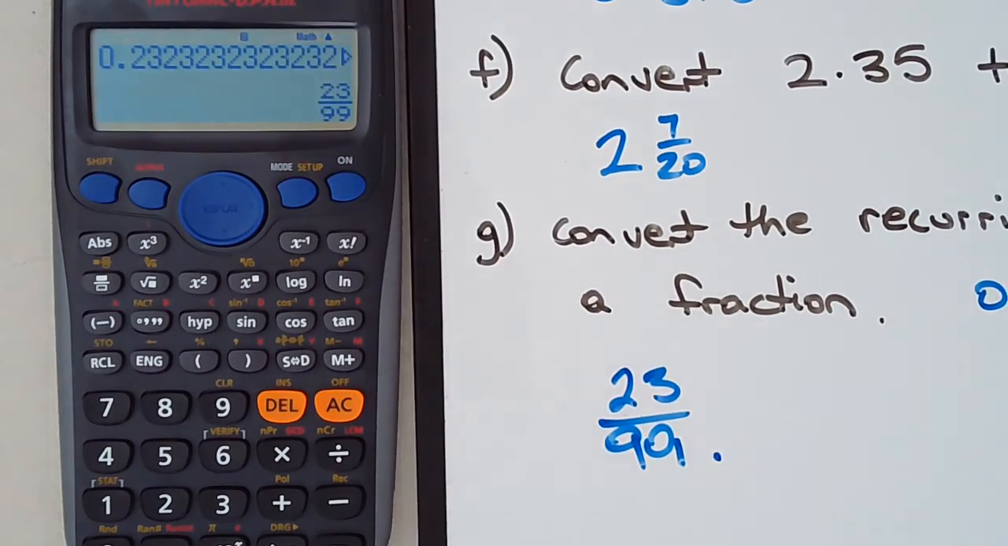23/99. Now sure, it doesn't show you all the working out, and if you're asked to show working out, well, clearly you must know how to do this manually, of course, but at least this gives you one way to be able to check whether you've gotten the right answer or not.